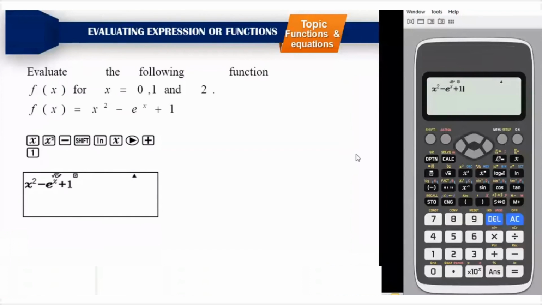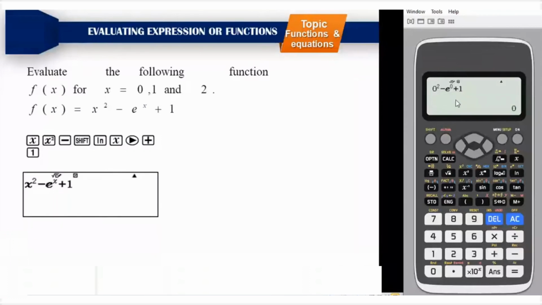So what I'll do is, this is the question. I will replace x by 0, 1, and 2 respectively. I will first replace this x by 0. To do so, I will delete this x and instead of x I will write 0. I will delete this x and write x as 0. And I will press equals to. So the first answer that I am achieving is 0. When x is 0, my answer is 0.